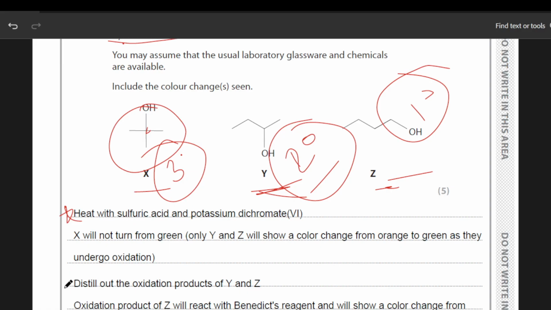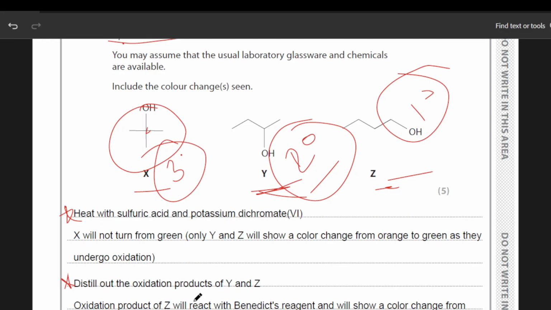If I talk about the next part, we then distill out the oxidation products of Y and Z. Specifically, Z tends to provide an aldehyde, while the secondary one tends to provide a carboxylic acid.